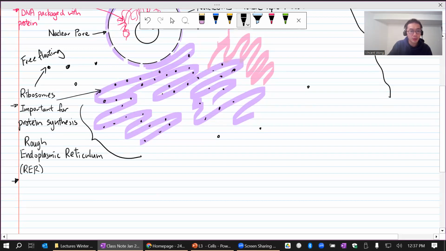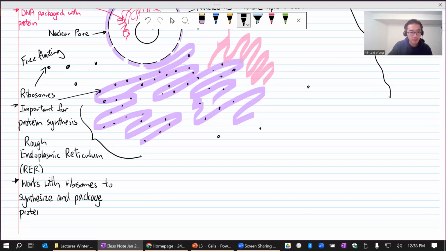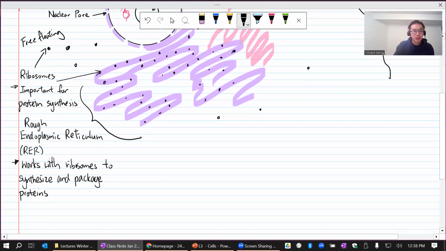Okay, so what does it do? It actually works with ribosomes to synthesize, to make, right? And package proteins. That's what the rough ER is going to do.